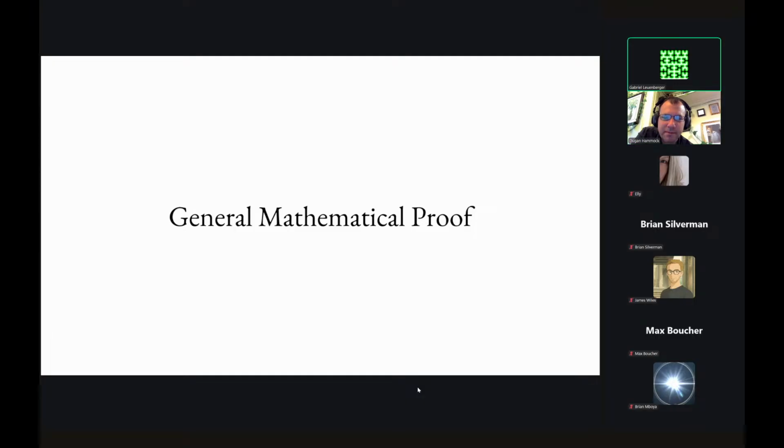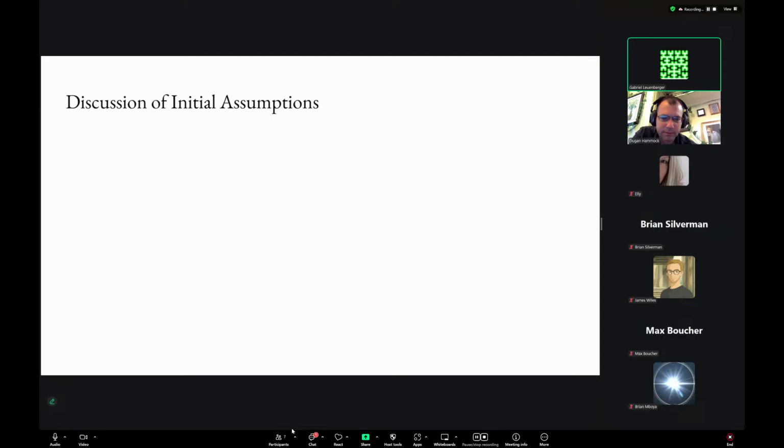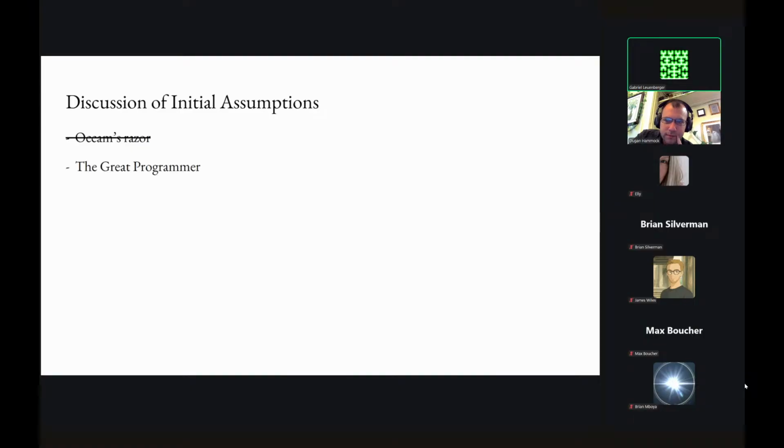Next, the general mathematical proof of that. I start with a bunch of initial assumptions. Of course, I cannot start from Occam's razor. I should make sure that Occam's razor is not in the initial assumptions. Some famous computer scientist once proposed as an initial assumption to prove this the great programmer, some programmer that programmed the universe or something like this. But we don't need this. This is a bit too strong of a claim. And then the computability of the universe was also suggested by some people sometimes. And I would say that's not necessary.